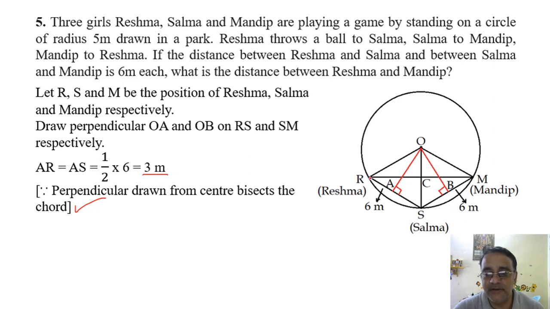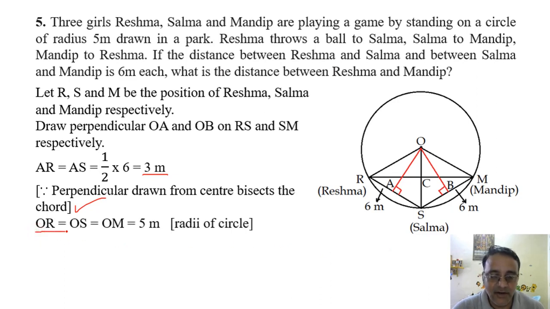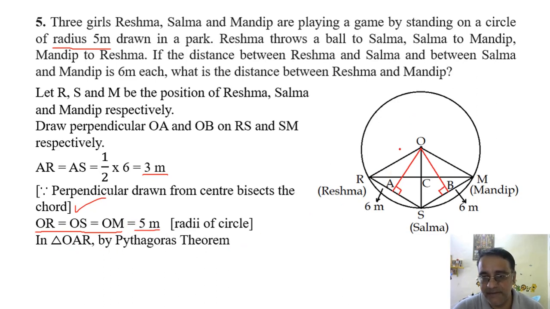OR is the hypotenuse. OR square is equal to AR square plus OA square. Very good. Before that, I already asked you about OR, OS, OM. These are radii, and it is already given in the question that the radius is equal to 5 meter. Now we will write that step. In right triangle OAR, by Pythagoras theorem, OR square is equal to OA square plus AR square.